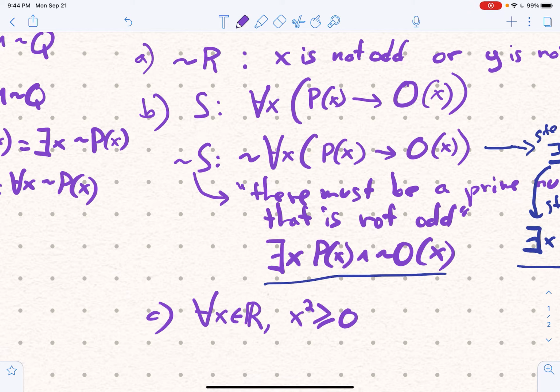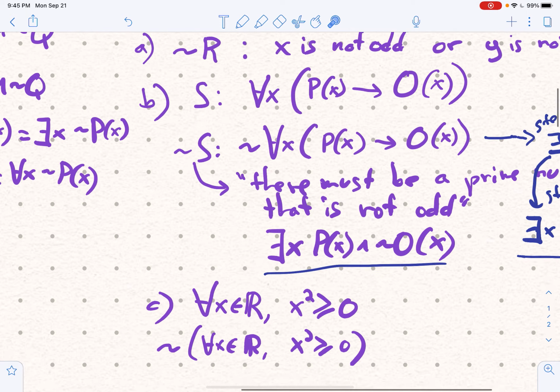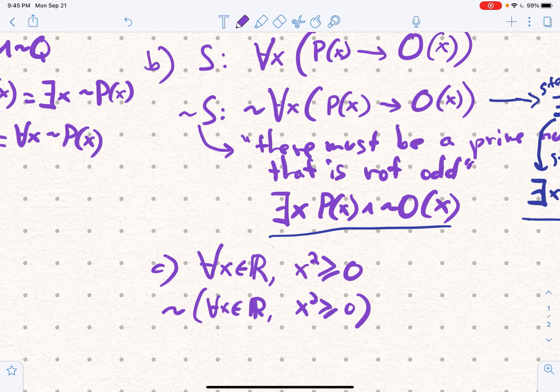And now we're going to negate that statement. So it's not the case that for all x in R, x squared is bigger than or equal to 0. What would that mean? Well, just thinking through what it means logically, if the original statement says, for every x, this thing is true, then the negation of that statement says there must be at least one x where this fails. So we could write it: there must be an x in R such that x squared is not greater than or equal to 0.